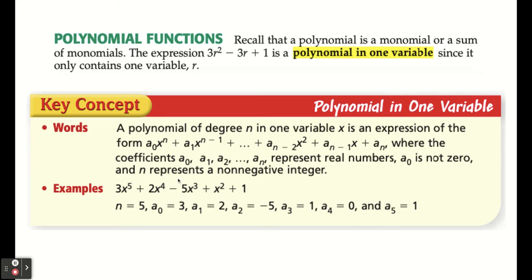So here's an example of a polynomial in one variable, right? All the exponents are positive integers, all the coefficients are real numbers. This would be an example of a polynomial of the 5th degree because the highest exponent of the variable is 5, with coefficients of 3, 2, negative 5, positive 1, and positive 1. The degree of a polynomial in one variable is the greatest exponent of its variable. The leading coefficient is the coefficient of the term with the highest degree.